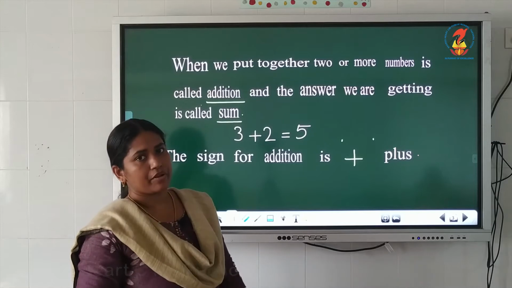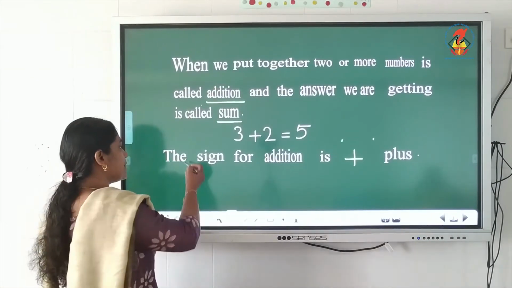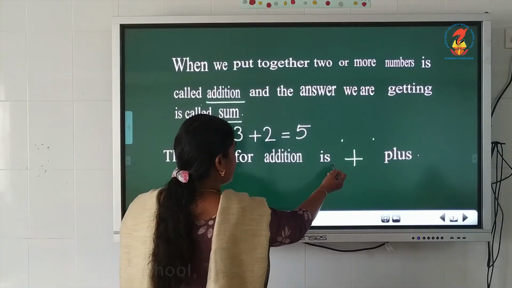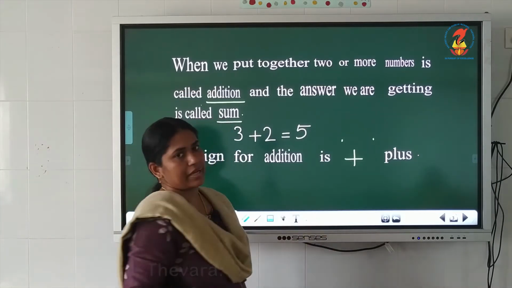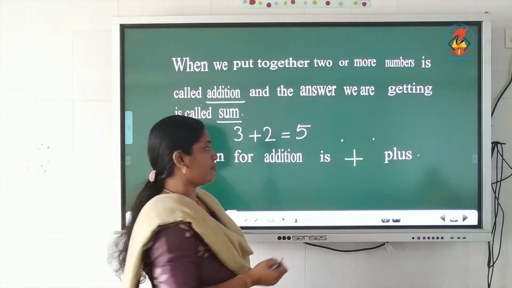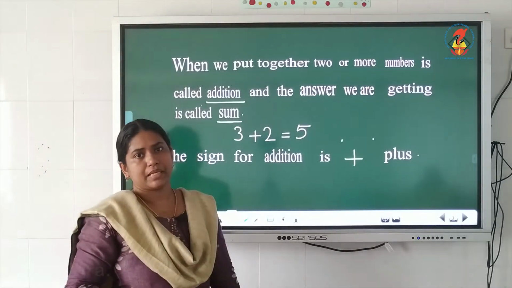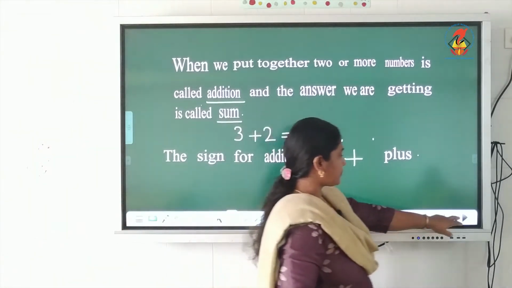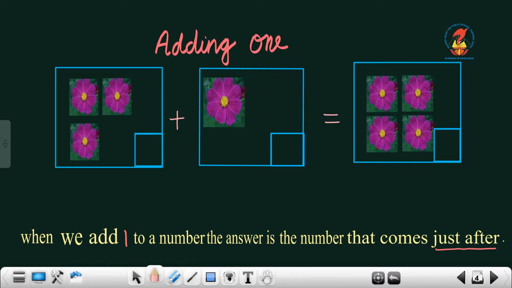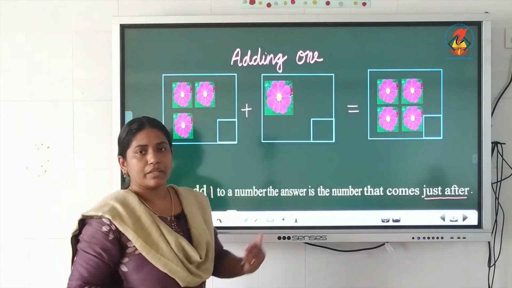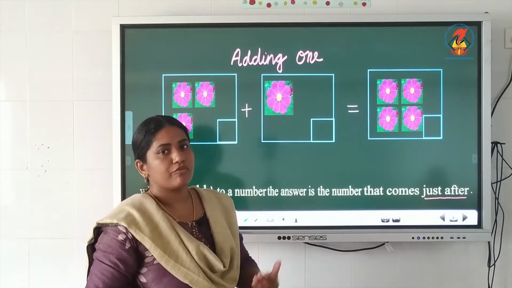This also you studied in your first standard. And the sign for addition is plus. We are using the sign plus for addition. Is it clear, children? Now, we are going to discuss the rules of addition. There are some rules in addition. Just revise all the rules that you already studied in your first standard.